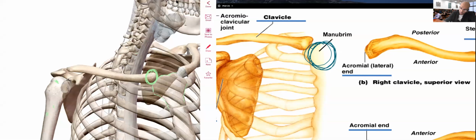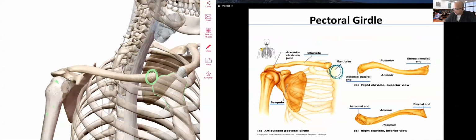Sternal, why? Because it articulates with the sternum. And another name for it is the medial end. So either use sternal end or medial end. Why is it medial? Can you remind me what's medial and what's lateral? Medial means it's directed towards the midline. So if I'm describing this side of the bone, it's going to be medial. It's going towards the midline.